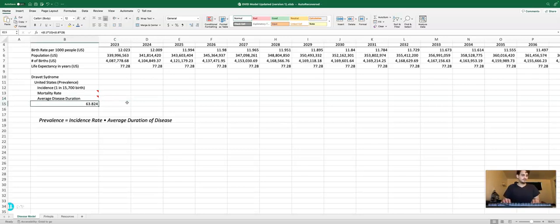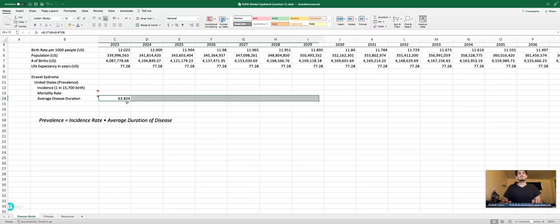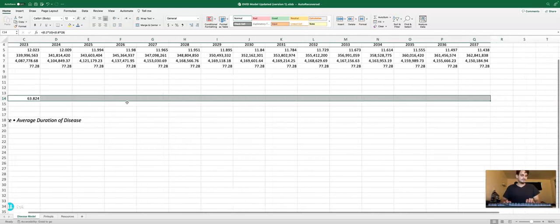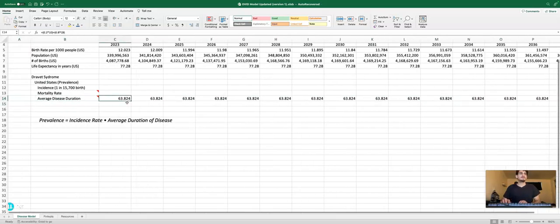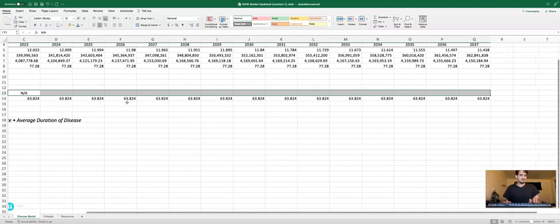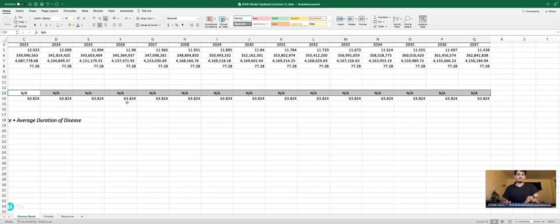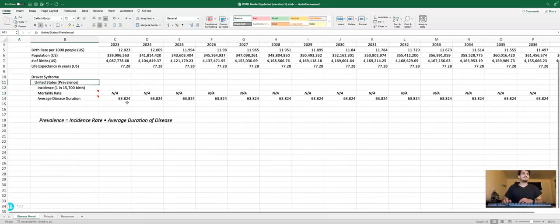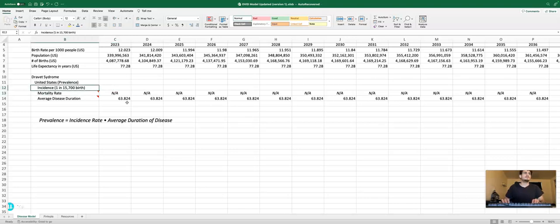So why don't I just put that here? My bad, guys. Okay, so this is the average disease duration. Now, mortality rate, I don't really have anything useful here, so I'm just going to put an NA and paste this across. This is not really going to be very useful to me.